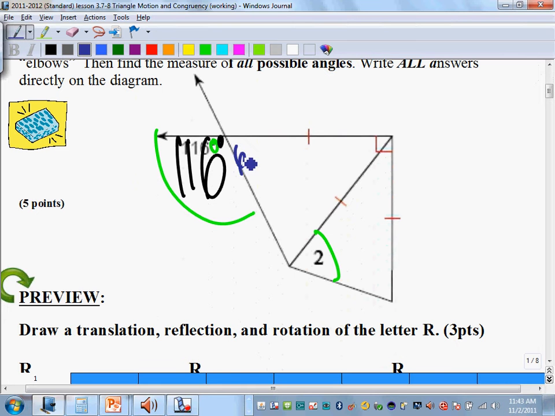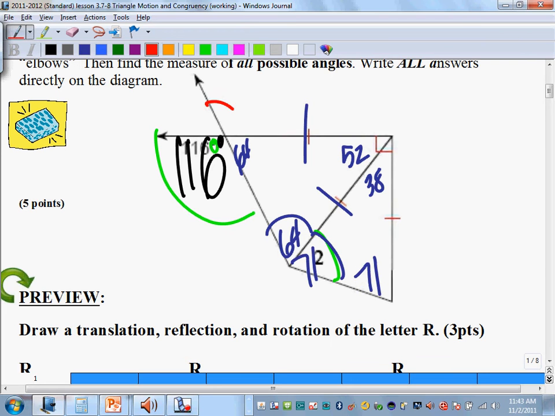This is 116, 64. Equal arms, equal elbows, 64. Add it up: 64, 64, 128, 52, 38. Take that away from 180, divide by 2, 71, 71. We're not done. 116 and 64.